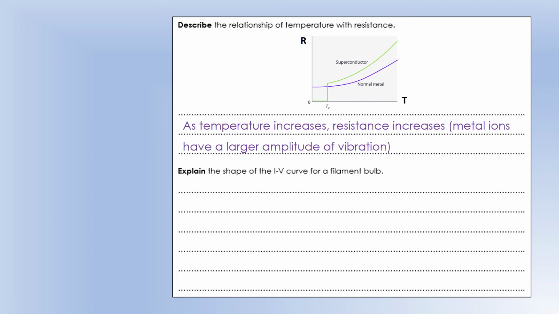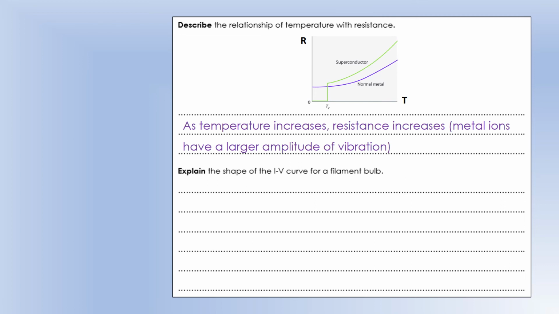So generally speaking, normal metals, as temperature increases, resistance increases. And the reason for that is the metal ions, which remember is what the electrons are interacting with as they go through the material. If they're higher temperature, they're going to have more kinetic energy. And what that's going to look like is they have a larger amplitude of vibration. And that's what causes the increased resistance.